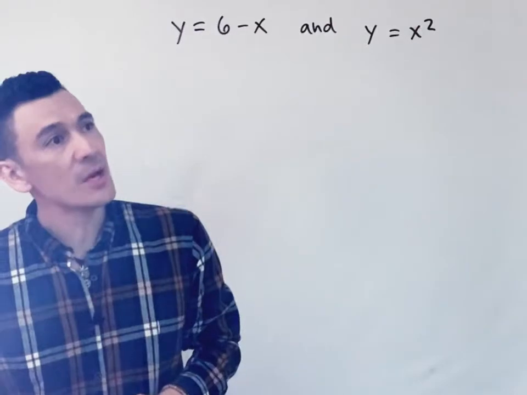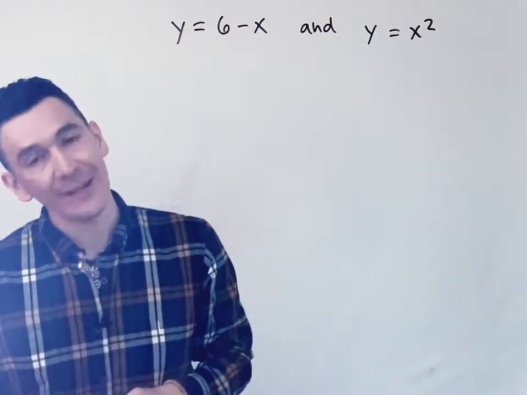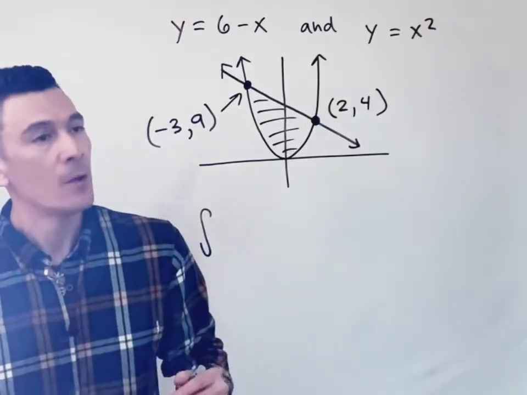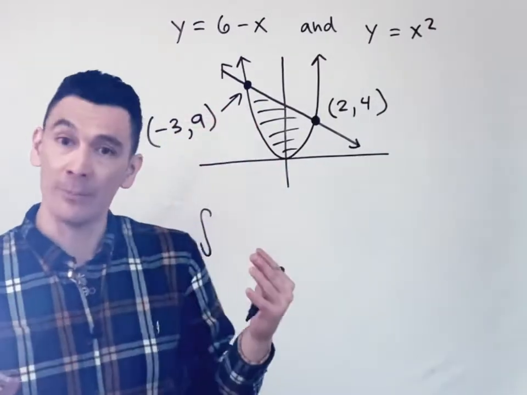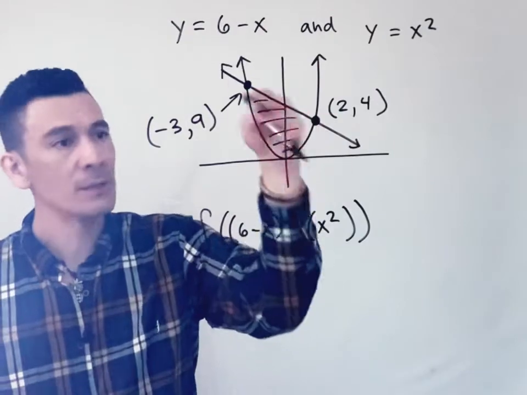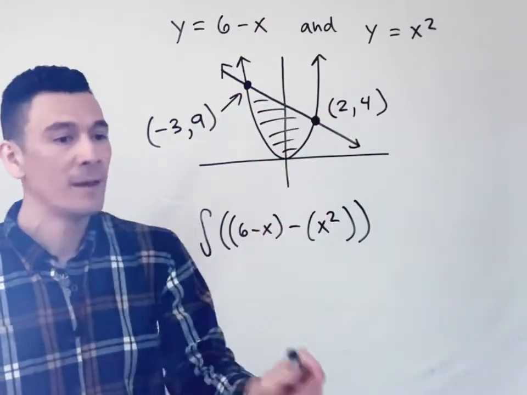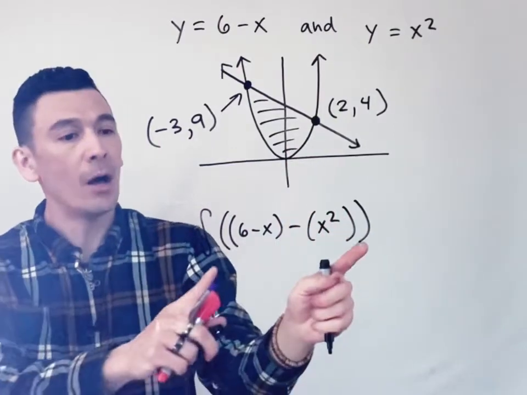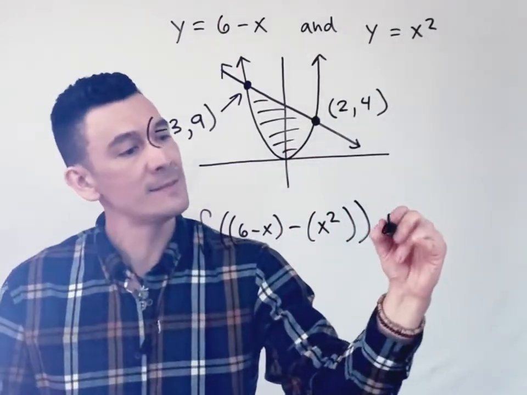So what we're trying to find is the area bounded by these two functions. Let's go ahead and model the situation. In terms of x's, we're going to go top minus bottom. So I chose the top function, clearly the linear function here, and then minus the lower function, the parabola. All that is protected, and this needs a dx.